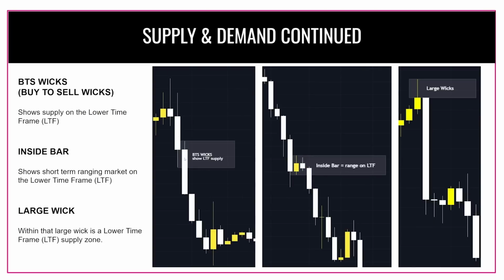Conversely, looking at these exact same examples on the sell side, we have BTS wicks, which are buy to sell wicks, showing a supply zone on a lower time frame. The inside bar, again showing a ranging market on a lower time frame, and large wicks. All the same examples that I showed you in a bullish market are depicted here in these bearish movements.